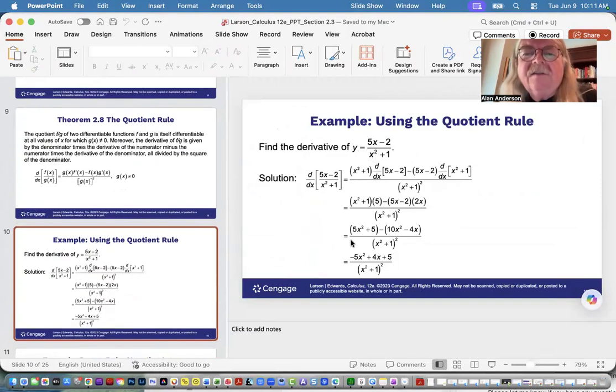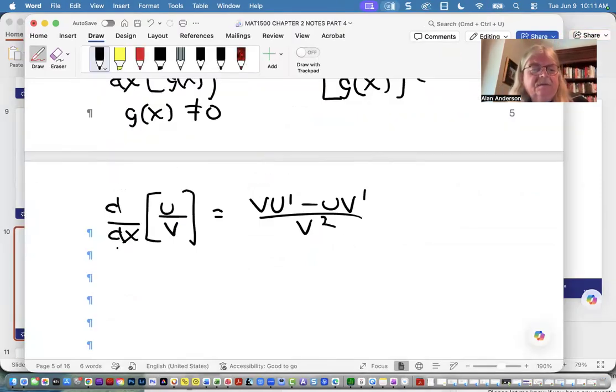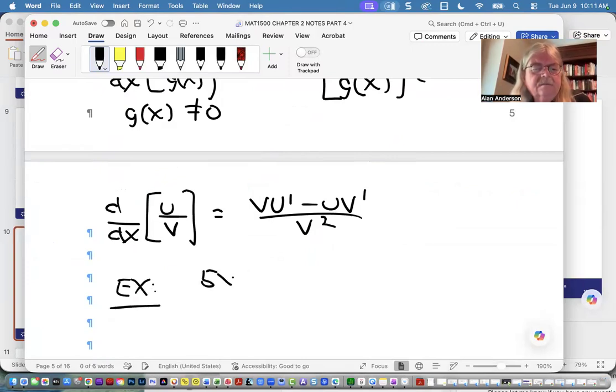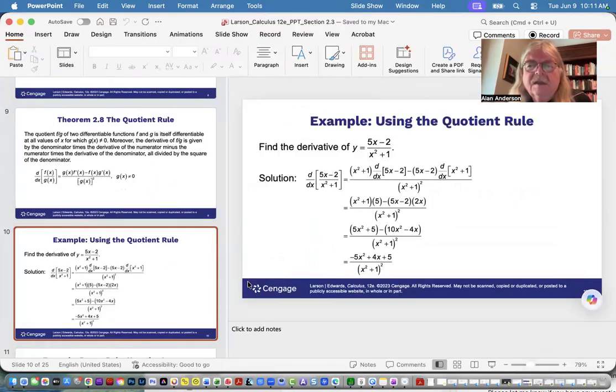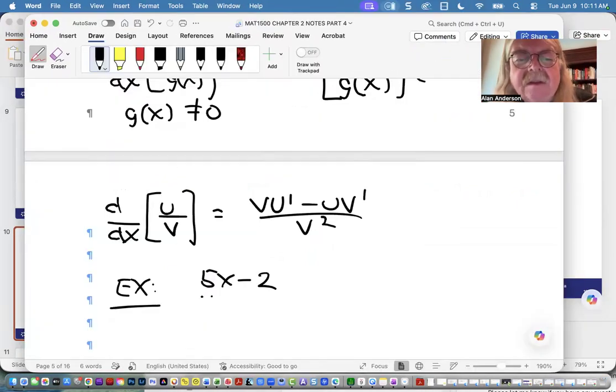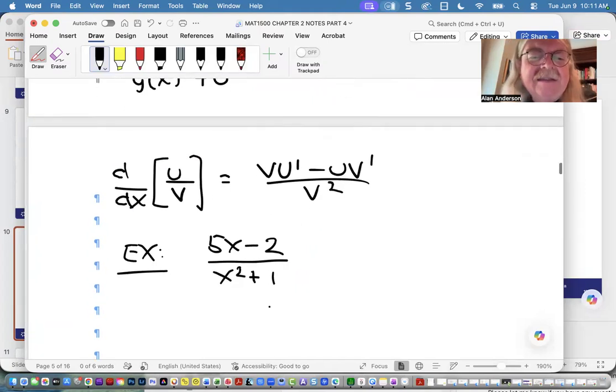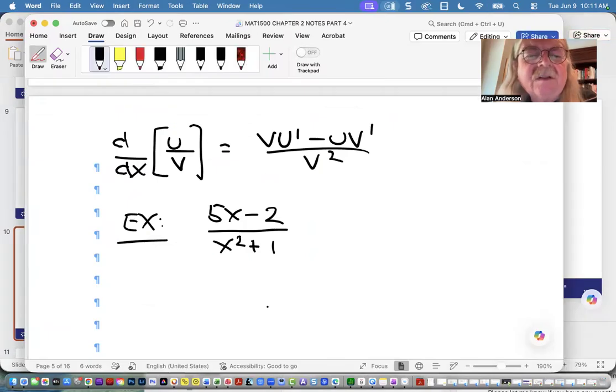Okay, here we go. They've got 5x minus 2. It's like, imagine how convenient that would be if we kept stuck with the Latin and every one of the European countries are still speaking Latin. Well, that would have been nice, but it didn't happen. Okay. 5x minus 2 over x squared plus 1.